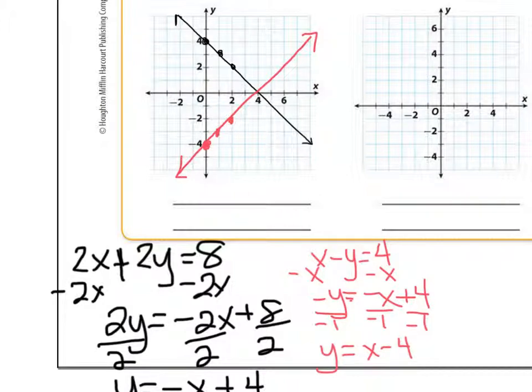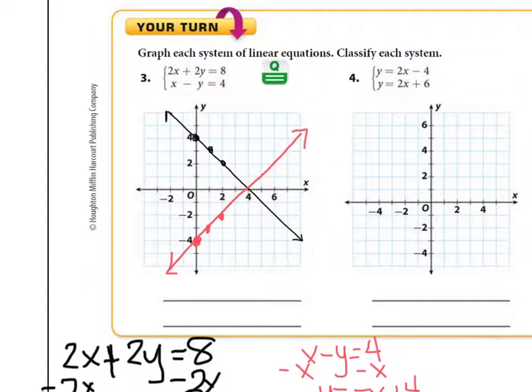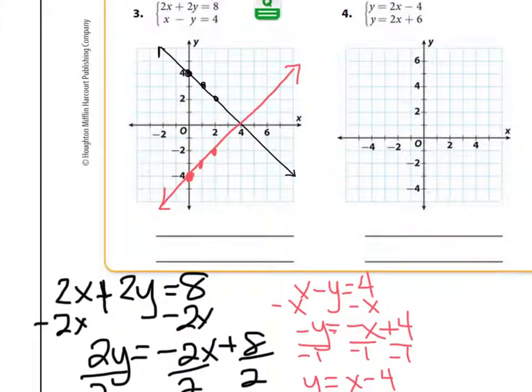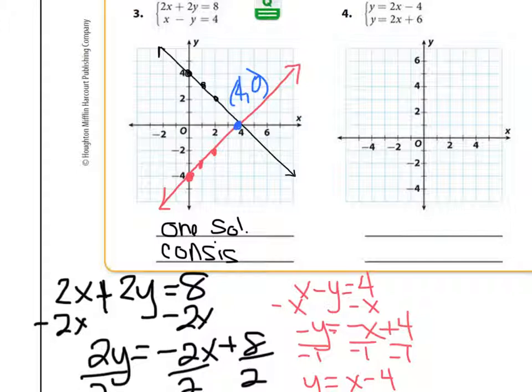And now let's look at what our directions asked us for. It said to graph it and then to classify it. Well, I'm going to go ahead and label the ordered pair because that's very important. So our solution here is the point 4, 0. Remember, when writing in ordered pairs, the x comes first, different than slope. Since it has one solution, that means it is consistent because it has a solution, and independent since there's only one.